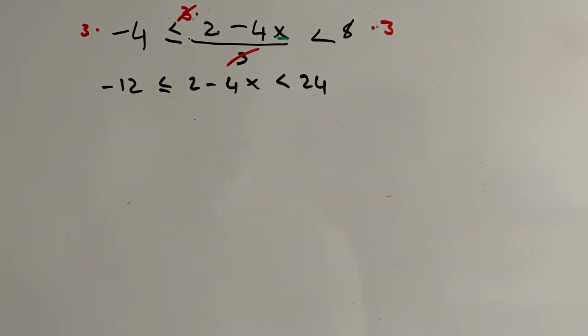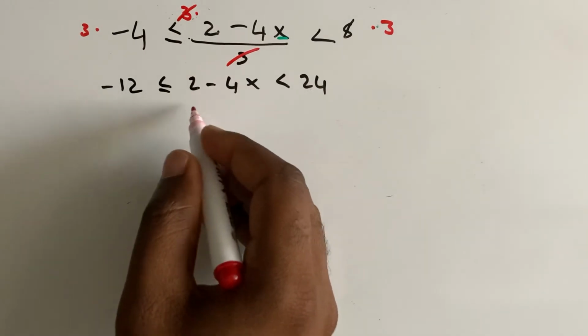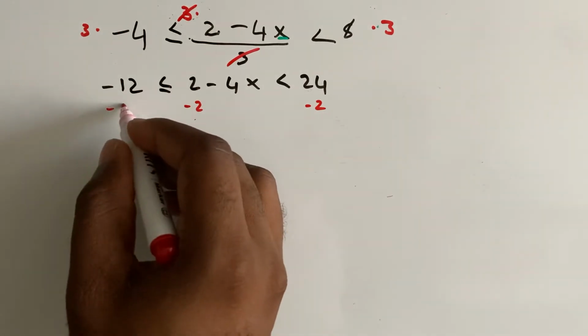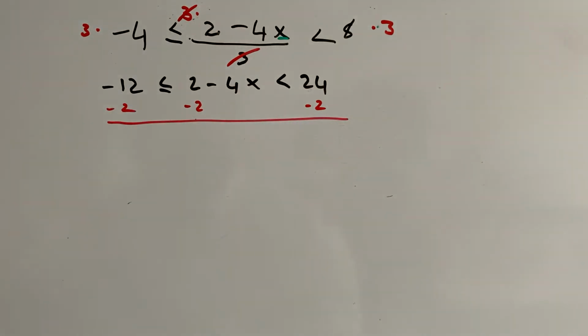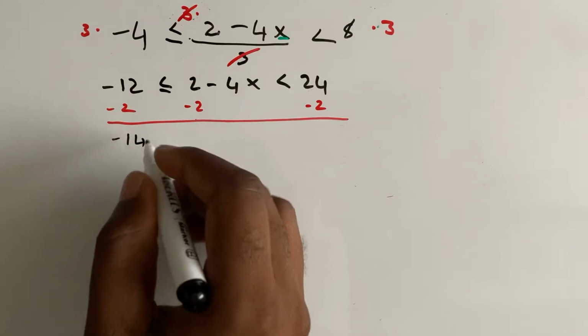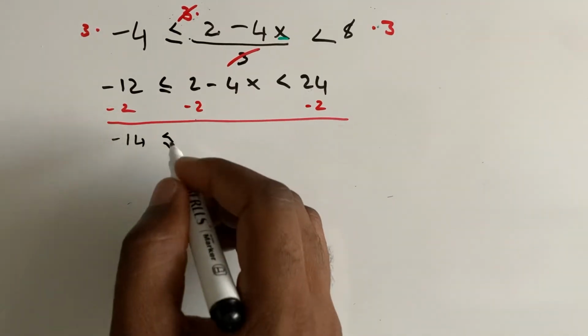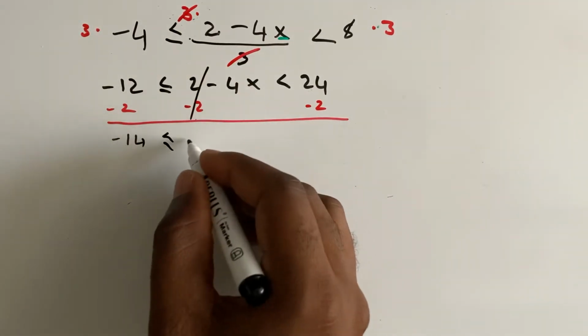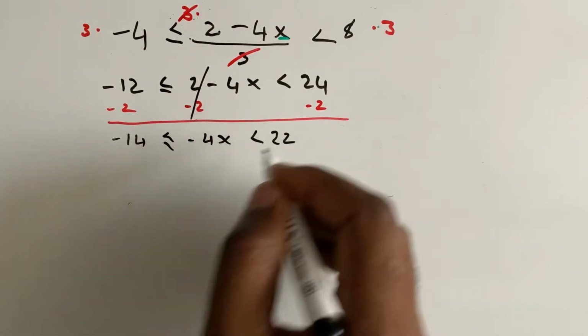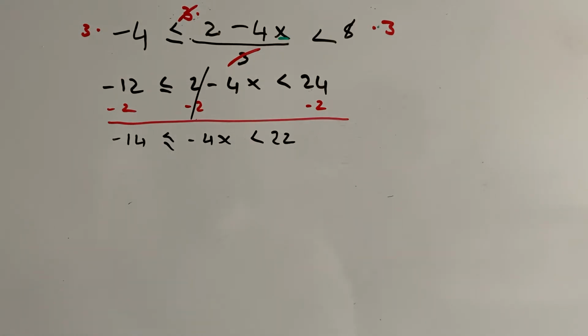Once you do that, you should know that again, we're isolating x, so we need to get rid of the 2 here. Got positive 2 here, so I have to subtract 2 everywhere, which would change this to negative 14, because that's negative 12 minus 2 less than or equal to, this is canceled out, negative 4x less than 22, because I subtracted 2 from 24.